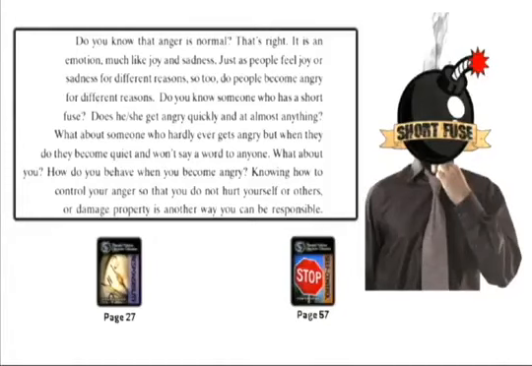So, following along in the book, it says, do you know that anger is normal? That's right. It's an emotion like joy and sadness. And just as people feel joy or sadness for different reasons, so too people become angry for different reasons. Do you know someone who has a short fuse? Does he or she get angry quickly at almost anything? What about someone who hardly ever gets angry, but when they do, they become quiet and won't say a word to anyone? If you recall, when we were covering chapter 3 of the self-control unit, that's called withdrawing.